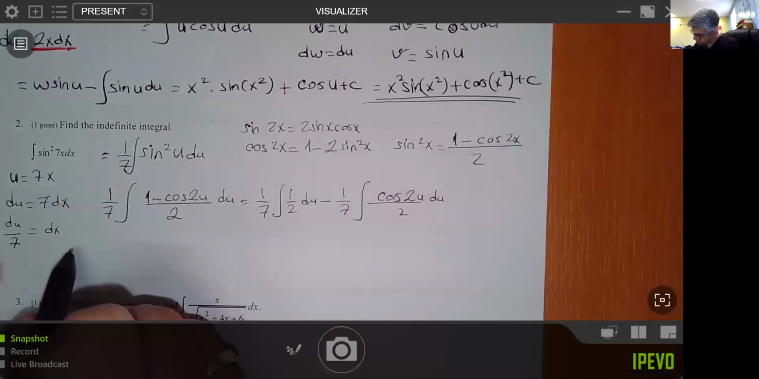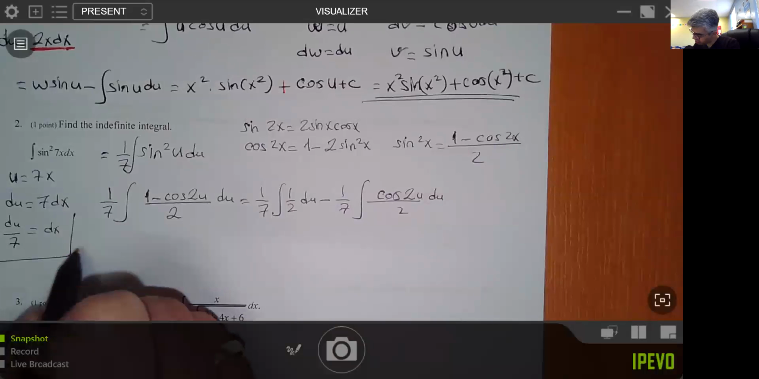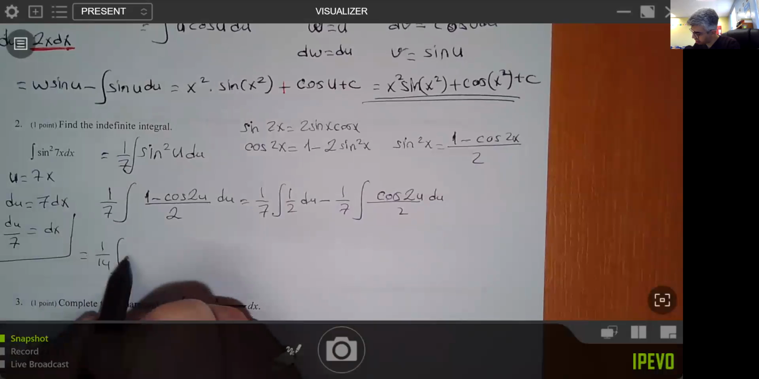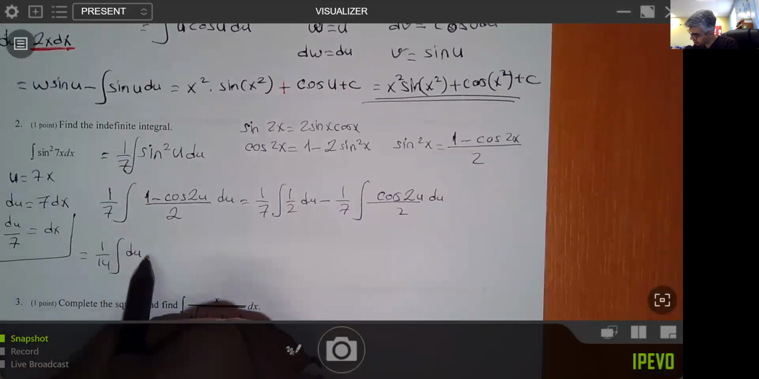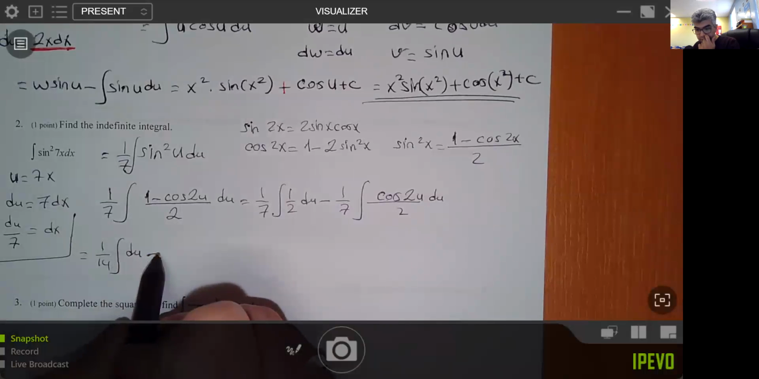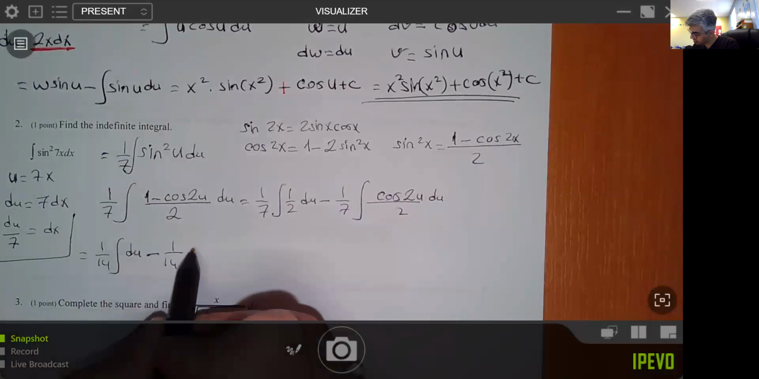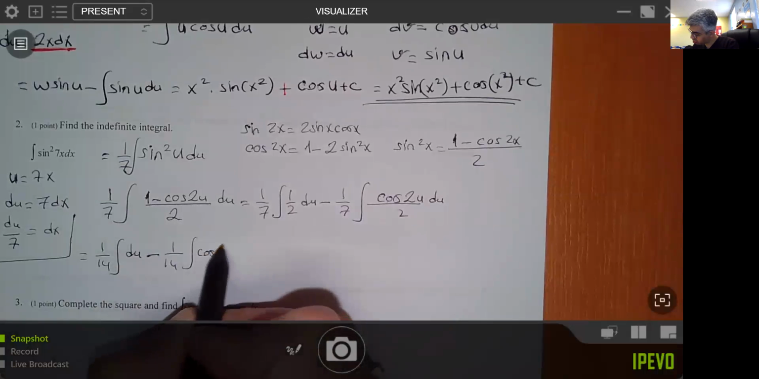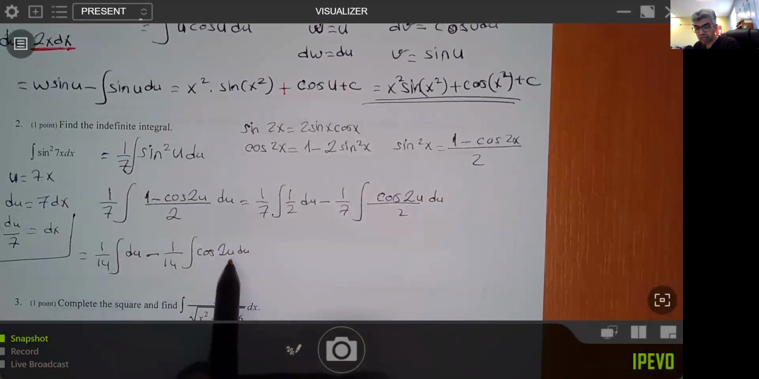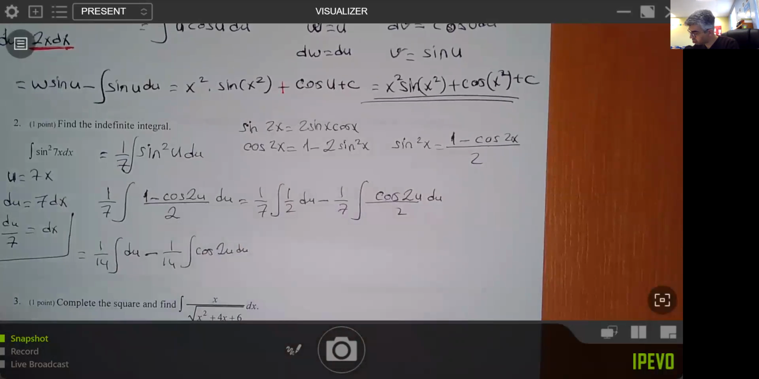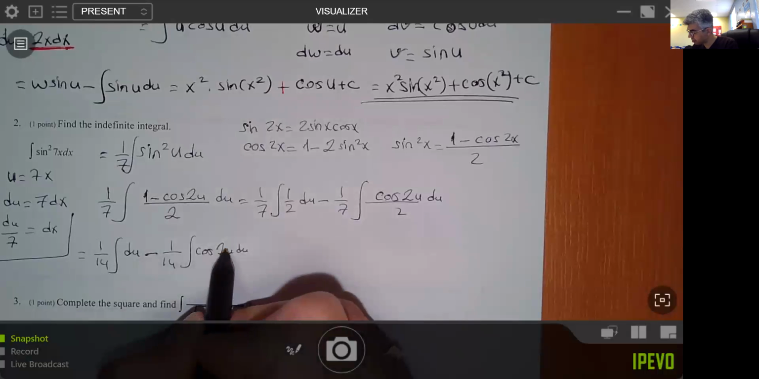Well, let's continue. 1 over 14 du, and minus, that will be 1 over 14 again, cosine 2u du. And what do we have here? Cosine 2u du. I have to use u substitution. Yes, guys. Again.